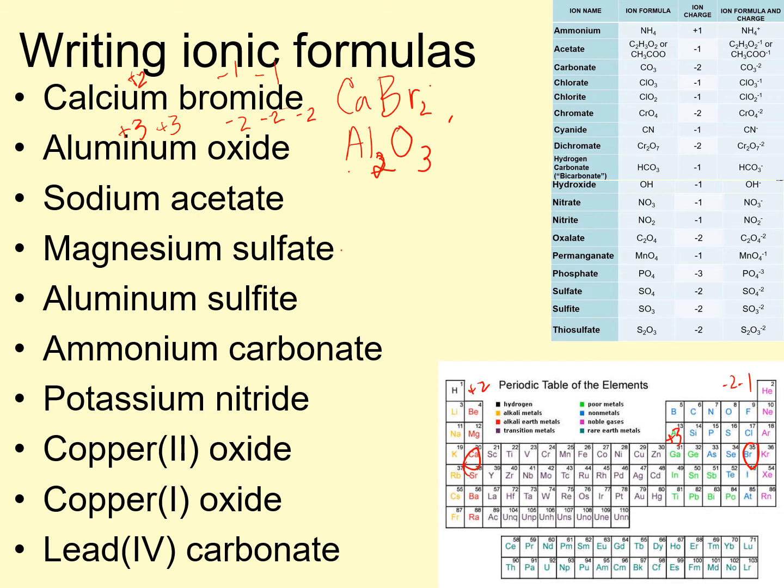Aluminum oxide. Sodium acetate. Sodium plus 1. Acetate, what? I've never heard of acetate. I can't find it anywhere in the periodic table, but look, it's here. C2H3O2, negative 1. All right. Oh, it already works out as a plus 1 and a minus 1. So we just have to write the symbol of the first thing, the symbol of the second thing.